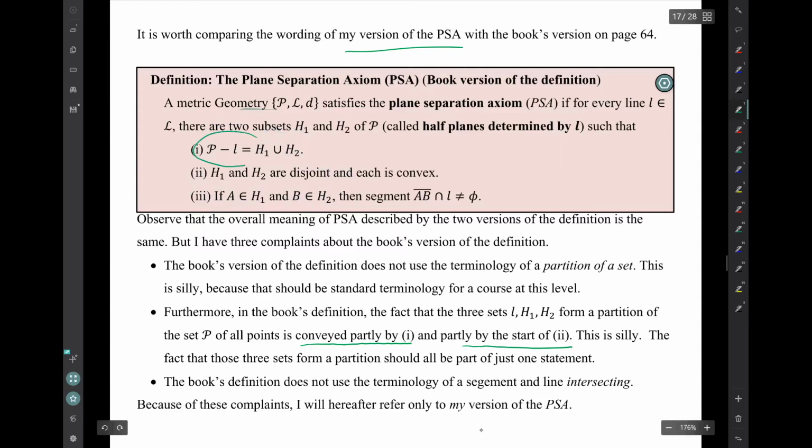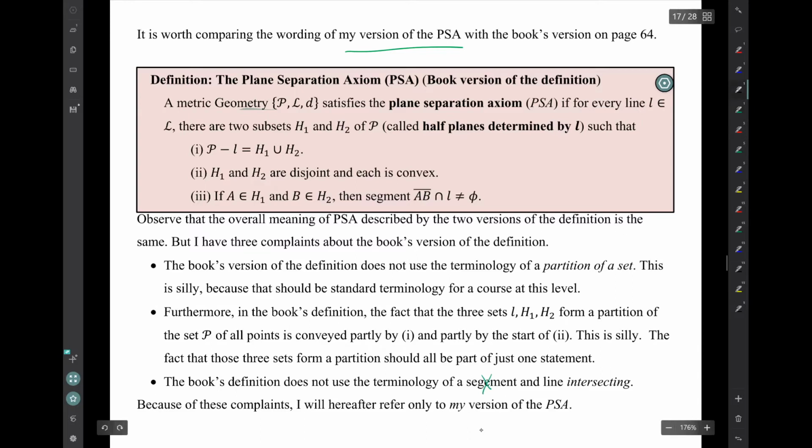And then this statement says that all the points in the geometry that don't lie on line L are elements of the union, and then presumably the remaining points of the geometry are the points that do lie on line L. So that's the way of saying that the union of the line and H1 and H2 is the set of all points. So this is a kooky way of writing what could be more clearly said by just saying that L, H1, H2 form a partition of the set of all points. Now here there's a typo.